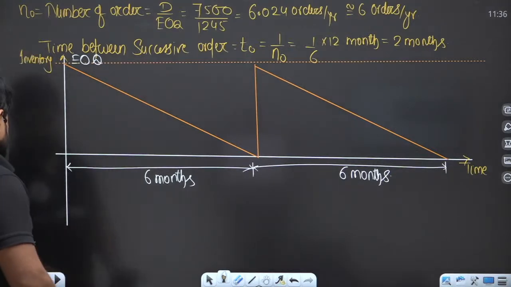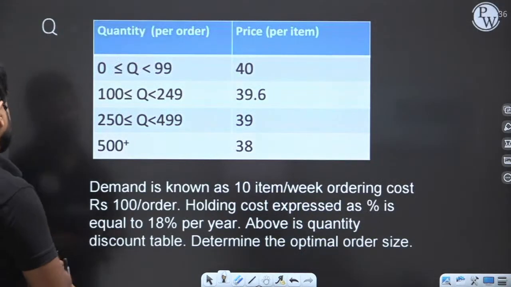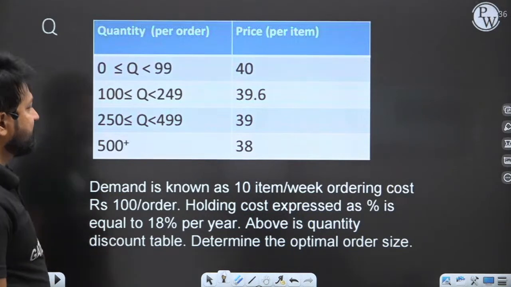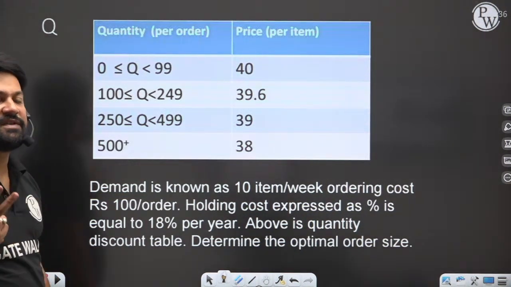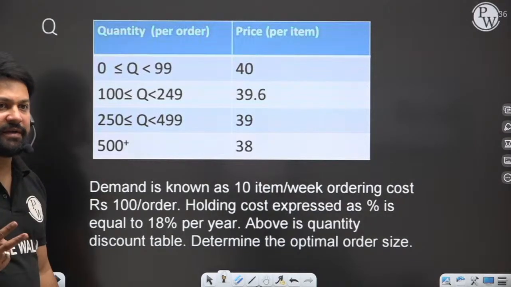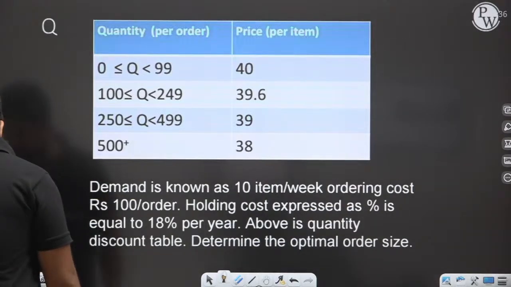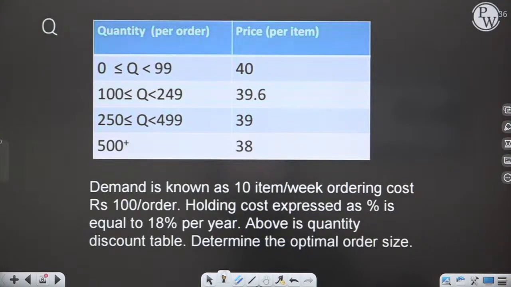Okay. Now let's move to the next question. This is a discount model. So 2 questions we have seen for the economic order quantity. Now the next question is from the discount model.